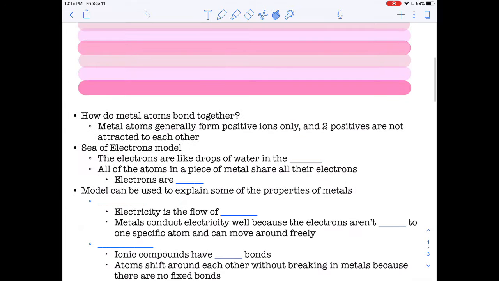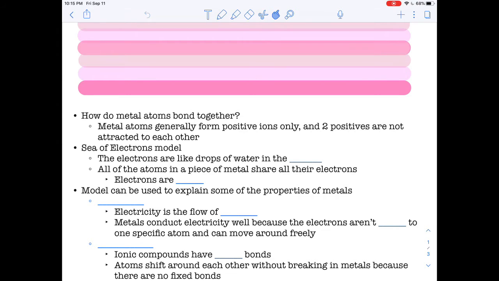So our main question for this video, our key question, really, is how do metal atoms bond together? We know that metal atoms generally form positive ions only, since they typically tend to lose their electrons. So they have a positive charge, they form positive ions, and two positives do not attract each other. So then how do they bond together?